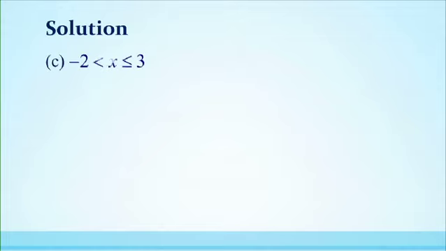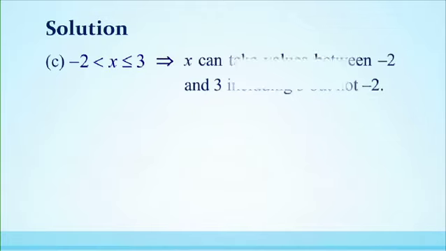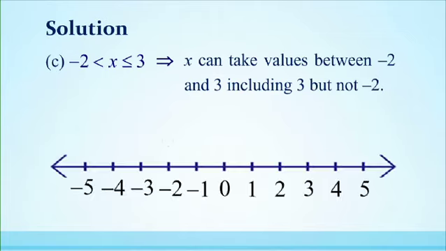Part C, x is greater than minus 2 and less than or equal to 3. So this means that x can take values between minus 2 and 3. So you will include 3, but not minus 2. Now, if you're not including minus 2, it means that the circle on the minus 2 should not be shaded, but you shade the circle on the 3 and you join them.